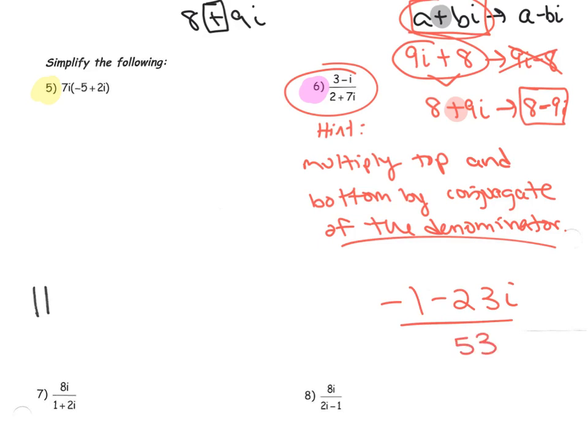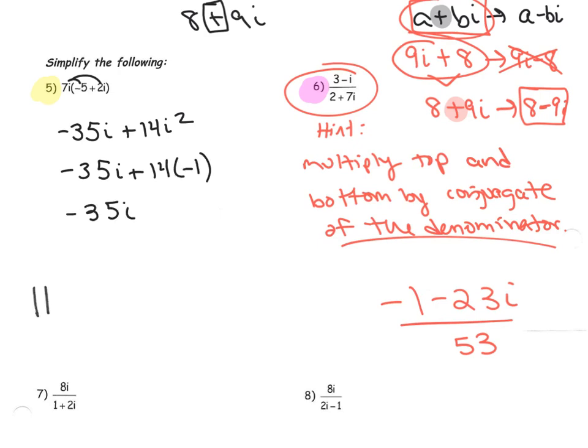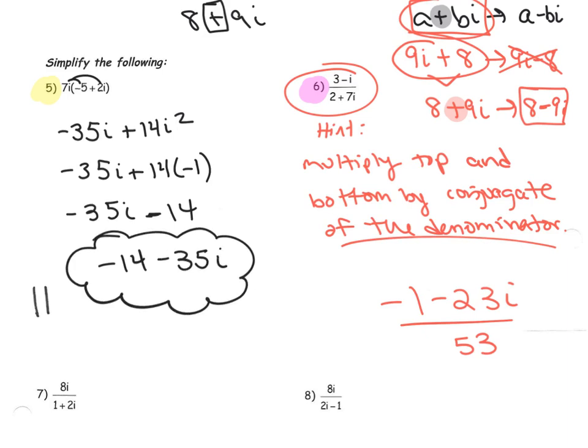Okay, so for question 5, like I said, we'll do that one together. Just going to distribute, nice and easy. 7i times -5 is -35i. And 7i times 2i is 14i squared. Remember, i squared is -1. So really, this is what we're left with, but I want it in a plus bi form. So this is -14. This is not the correct order, so I'm going to rewrite this as -14 minus 35i. And there's my final answer.